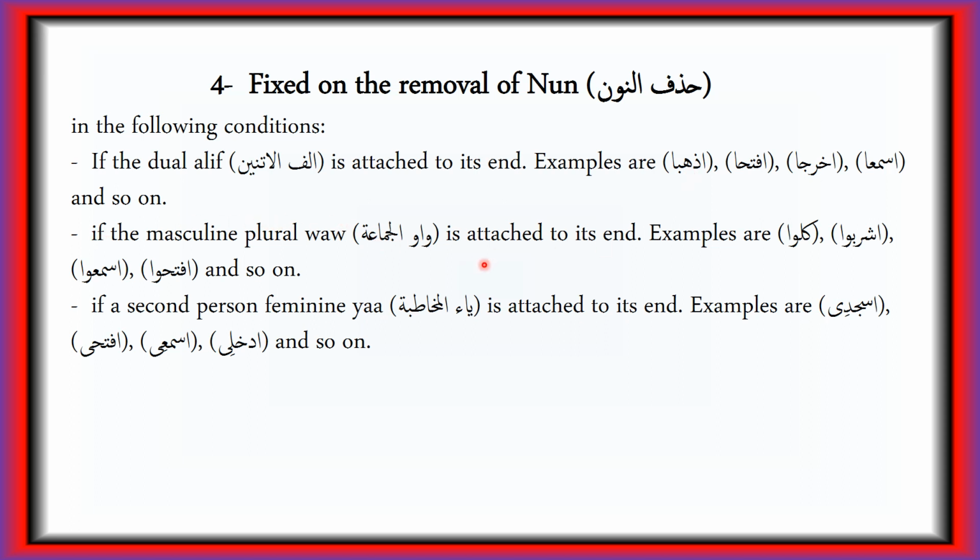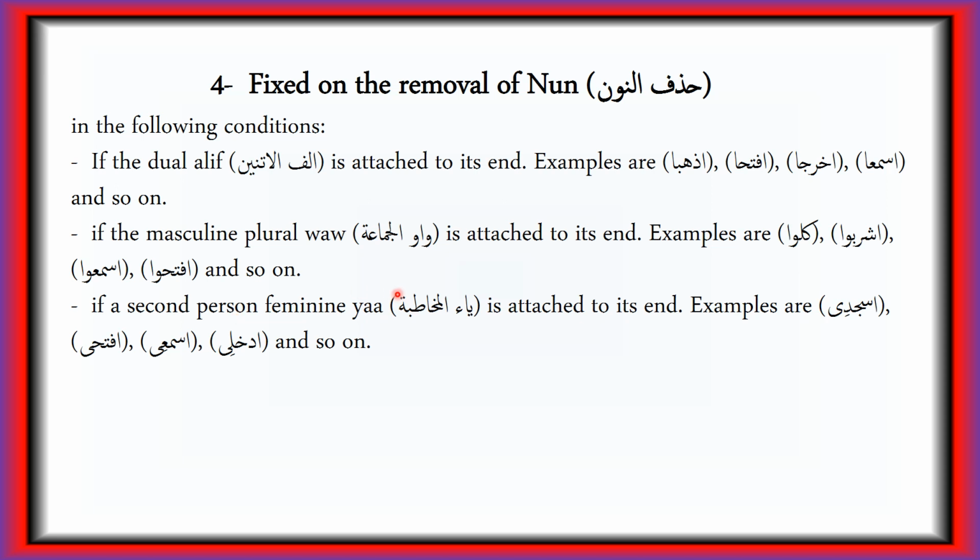If the masculine plural waw al-jama'a is attached to it, examples are كلوا, اشربوا, اسمعوا, افتحوا, and so on. All of these verbs originally had noon at their end, but that noon was removed because they were command tense. For example, كلوا originally had noon at its end, but that noon was removed. اشربوا originally had noon at its end, and that noon was removed, and so on. So they are مبني على حذف النون.